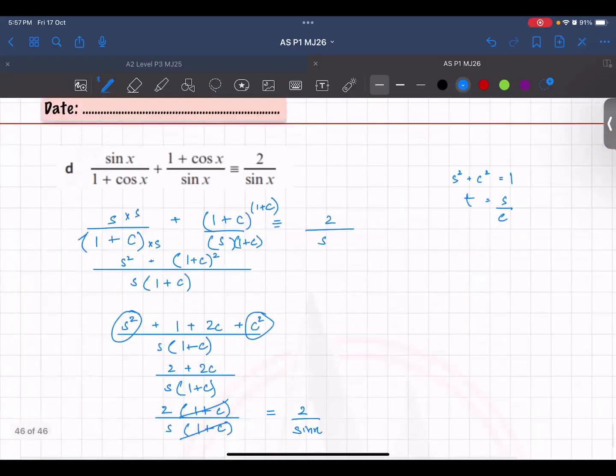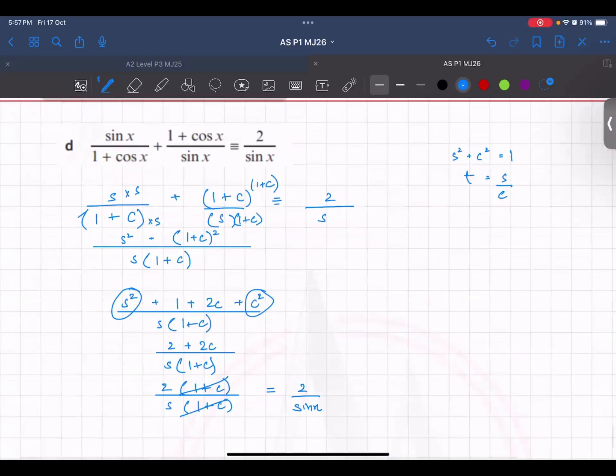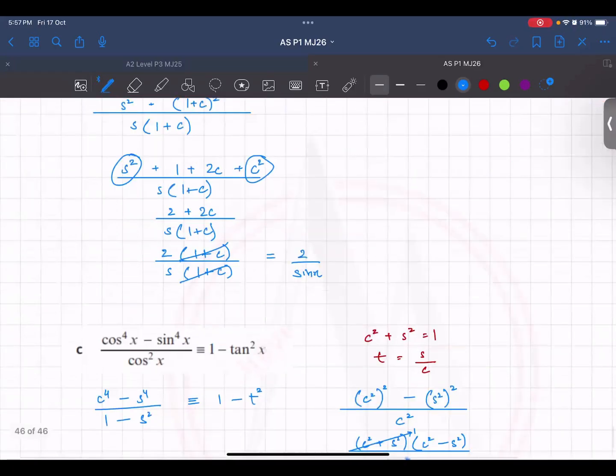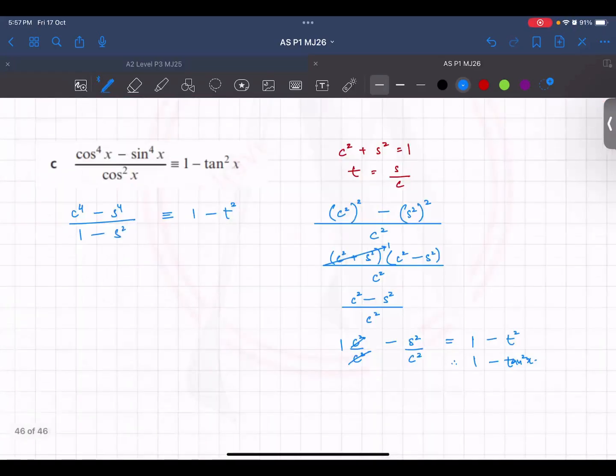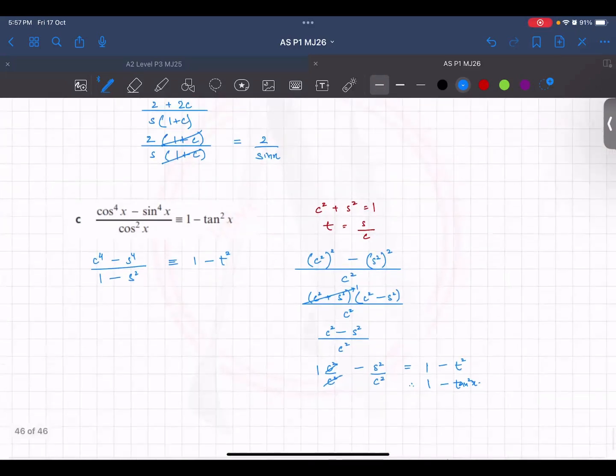In this one, what did we do? We took the LCM of the two brackets and then simplified. In this one, we used the third identity. So all of these are the basic algebra that you have learned in your O level and IGCSE. You're just trying out different things and eventually you'll reach the answer.